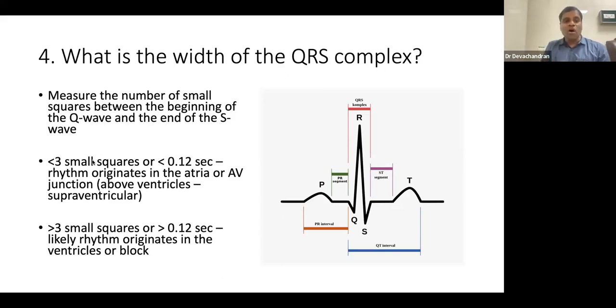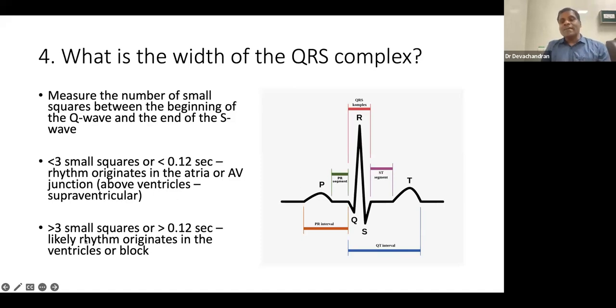Usually it is 3 or less small squares, or less than 0.12 seconds. If it is 3 or less small squares, all it tells you is the rhythm is originating in the atrium or the upper chamber above the ventricle. We also call it that the rhythm is starting from the pacemakers above the ventricle, from the atrium or SA node, etc. So if it is 3 or less small squares, it's supraventricular origin, above the ventricular origin of the rhythm.